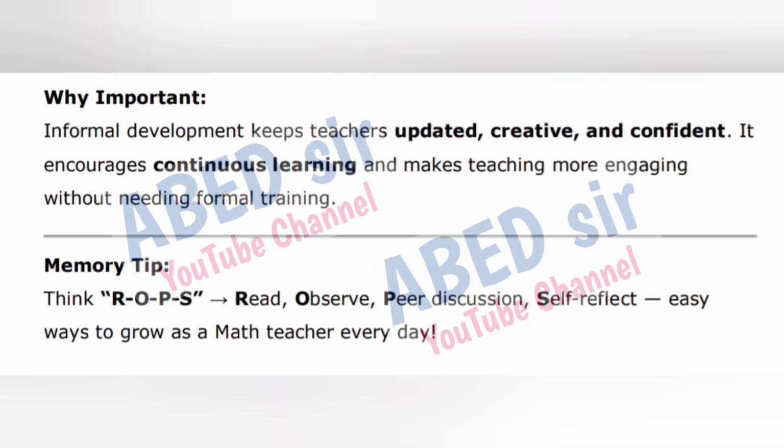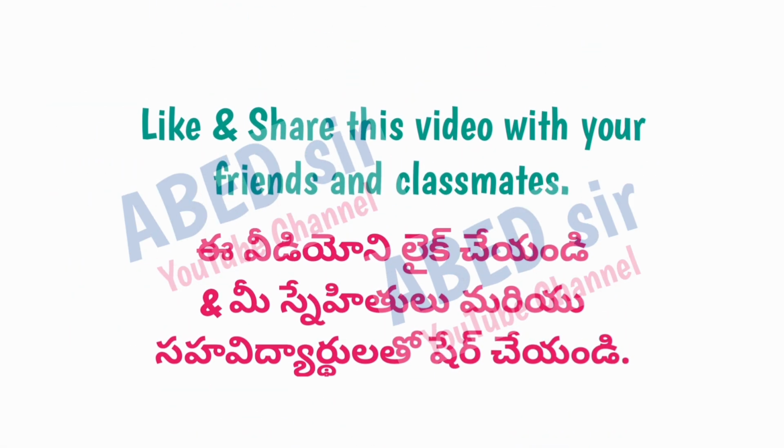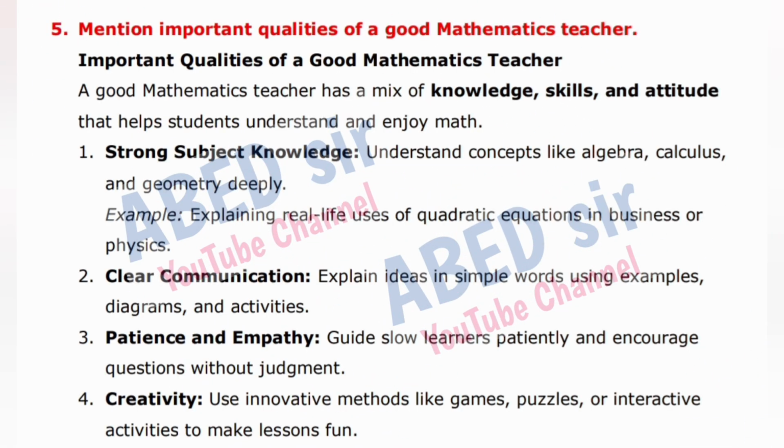Why important? Informal development keeps teachers updated, creative, and confident. It encourages continuous learning and makes teaching more engaging without needing formal training. Memory tip. Think ROPS: read, observe, peer discussion, self-reflect, easy ways to grow as a math teacher every day. Next important short question is 5. Mention important qualities of a good mathematics teacher.